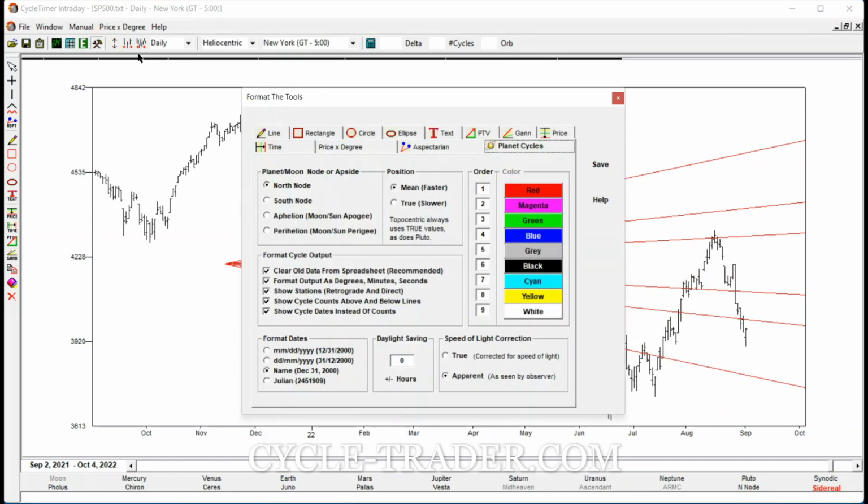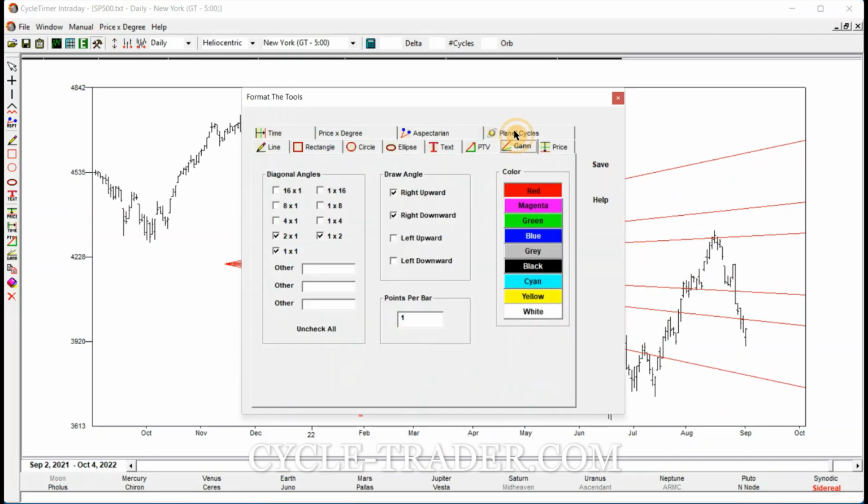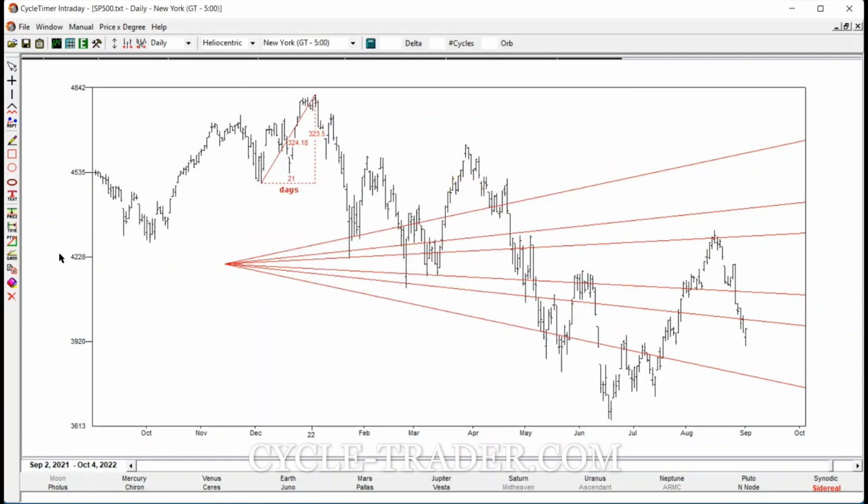The tool's icon is clicked, and the Gann tab. Since there are 6.5 trading hours per day, the points per bar is changed from 1 to 6.5. This effectively changes your Gann angle calculations to hourly, even though you are using a daily chart.